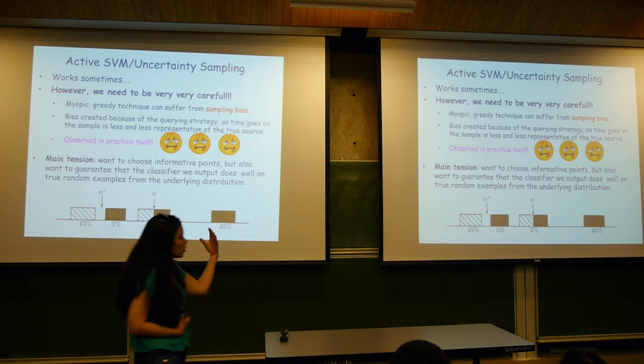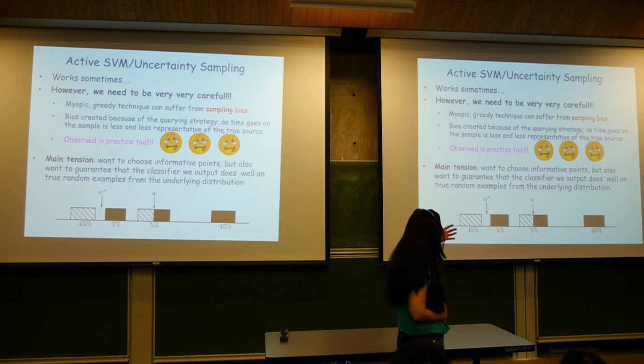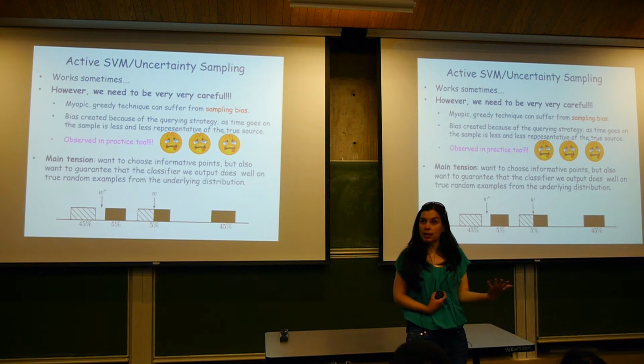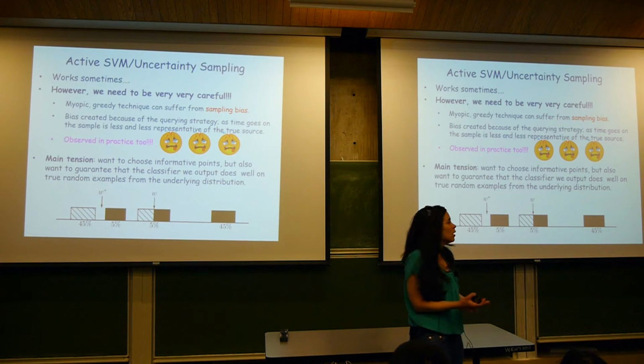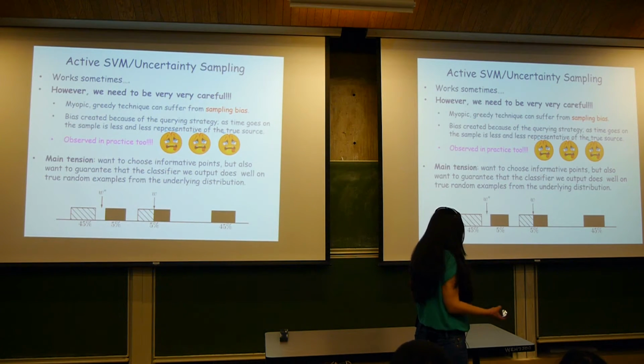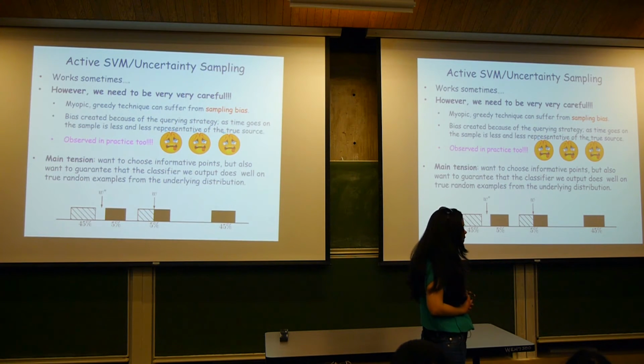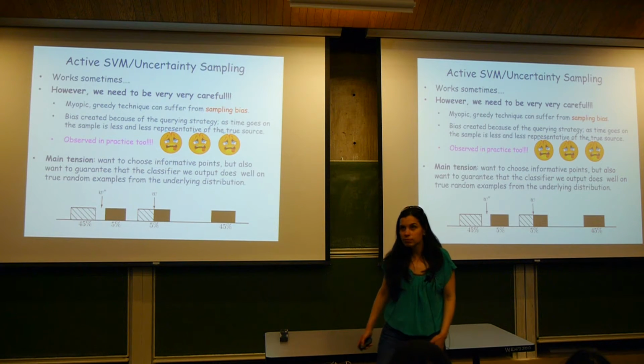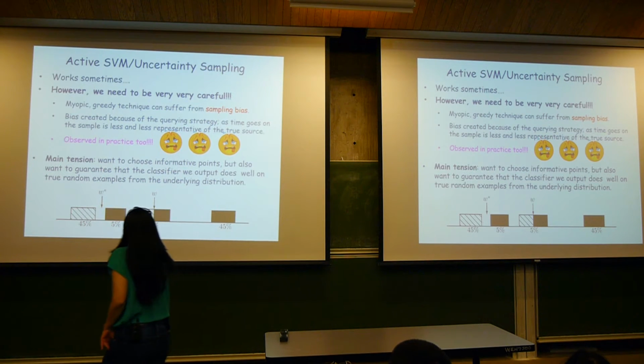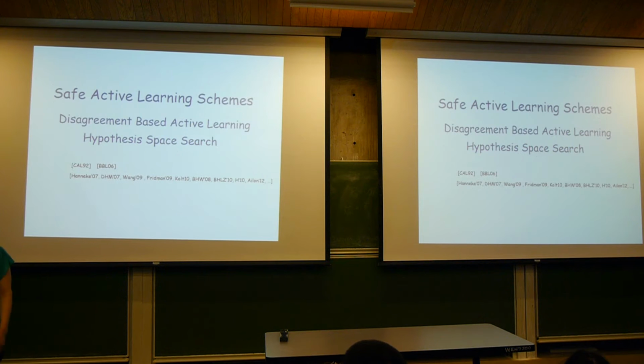Okay, cool. Just before going on, I want to mention that the main intention seems to be that we want to choose informative examples, to ask for labels of informative examples. But at the same time, we also want to guarantee that the classifier that we output does well on random samples that come from the true underlying data source. And the question is, is it possible? It turns out that the answer is yes.